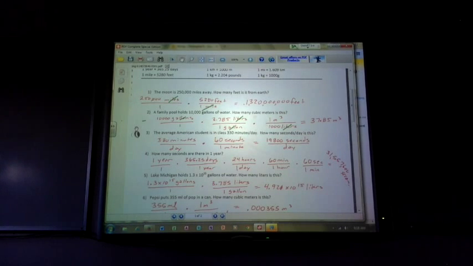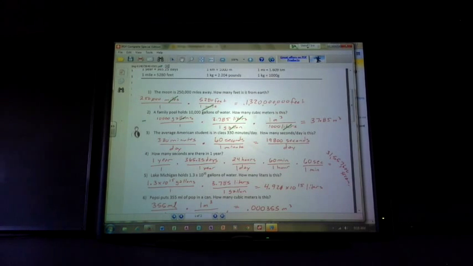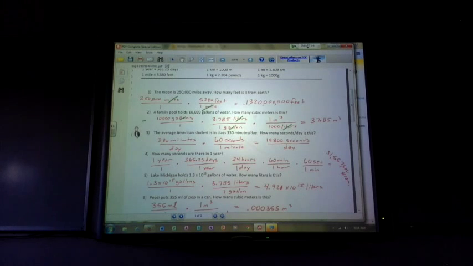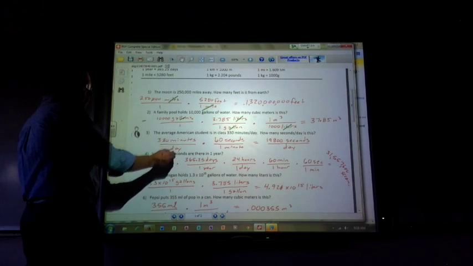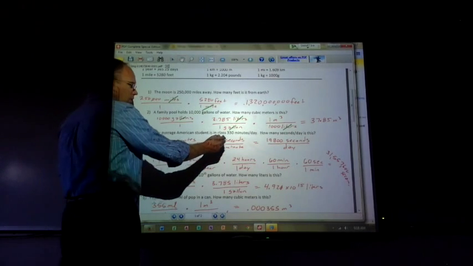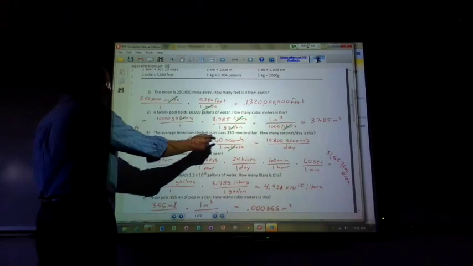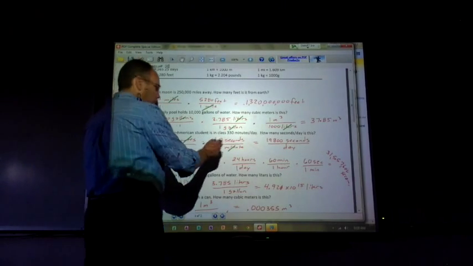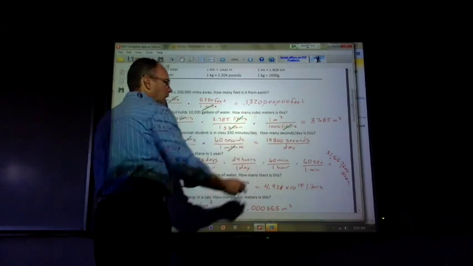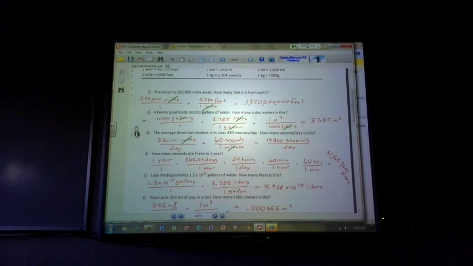Number 3, the average American student spends 330 minutes per day in class. How many seconds per day is this? So I can keep the day, but I have to convert the minutes to seconds. So again, I have 330 minutes per day. I know that 60 seconds is 1 minute. So now minutes is going to cancel out, and this is going to allow us to have seconds over day. If you multiply the two of these, you're going to get 19,800 seconds per day. That's how long you spend in class in school.